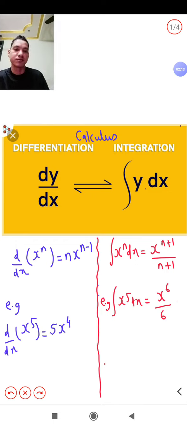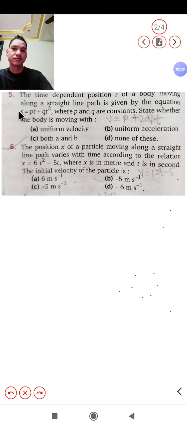Like I said, there is more about integration and differentiation that we will learn during the lecture. Now let's solve a few numericals. Let's begin with question number 5.